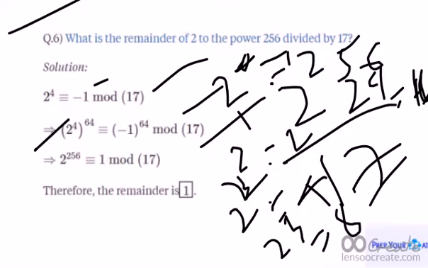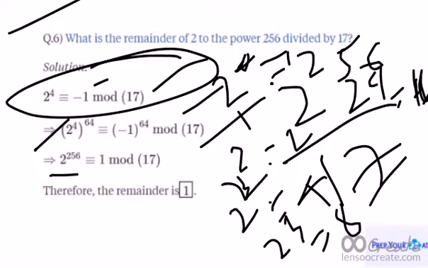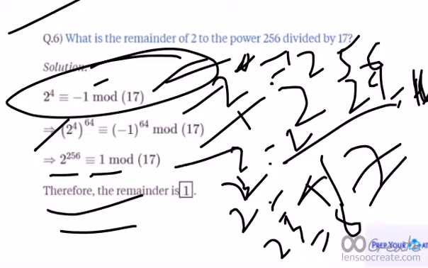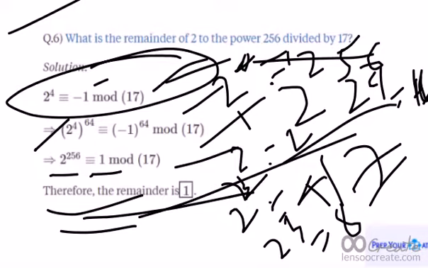Now, we can use the direct property, or else this can be done by using Wilson's, okay, I will discuss this in the next videos about the special type of problems. Now we will solve in the general method. Now 2 raised to 256 is congruent to 1 mod 17. Therefore the remainder when 2 raised to 256 is divided by 17 is 1. Hope you have understood it. Now let's move on to the next question.